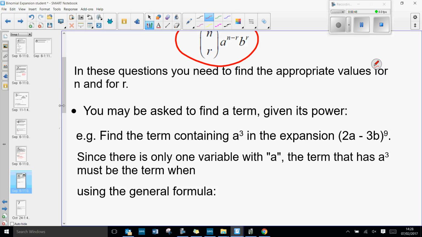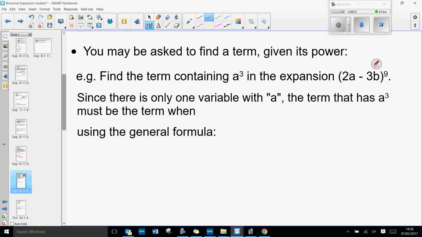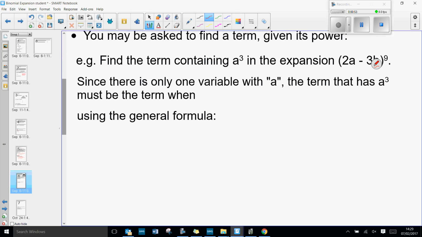You may be asked to find a term given its power, so here's our first example. Find a term containing a cubed in the expansion of (2a minus 3b) all to the power of 9. Since there's only one variable with an a in the term, the a cubed term has to be when r is a given value. Let's look at the general term first.